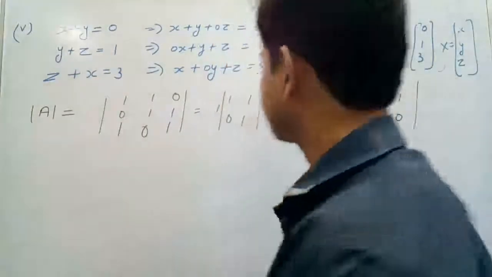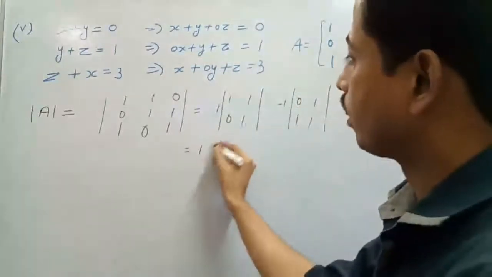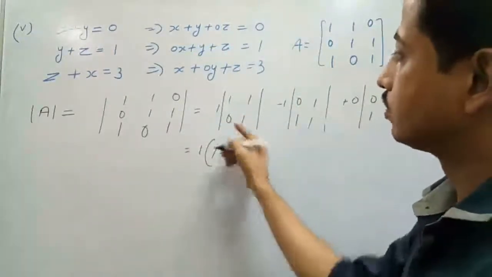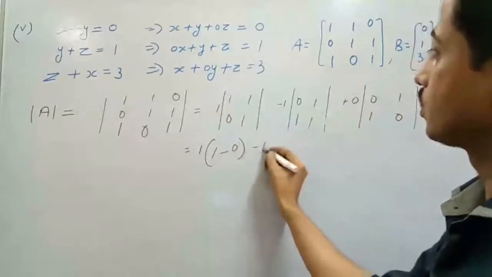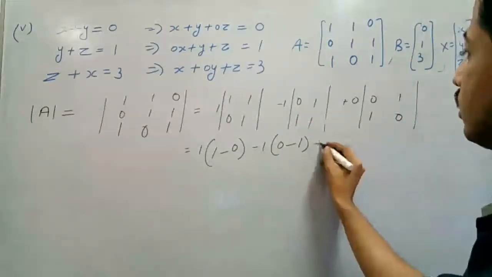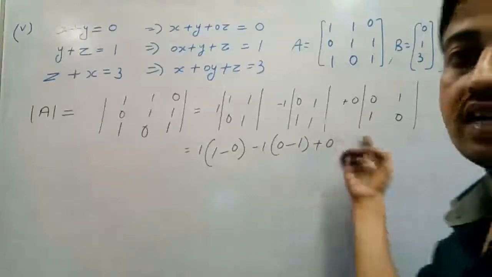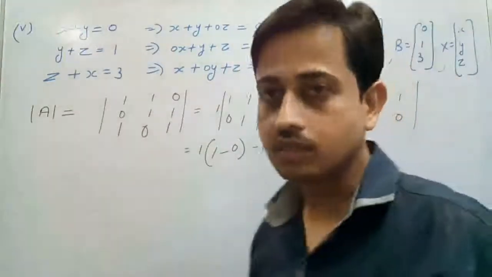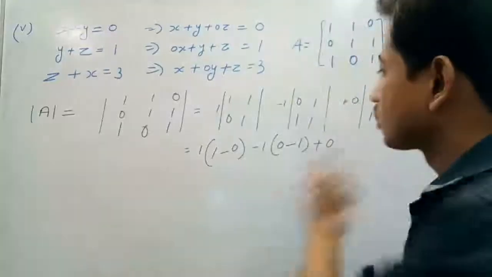Now simply solve this. 1, 1 into 1, 1. 0 into 1, 0. Minus 1 into 1, 1. Plus 0. If we multiply 0, we get 0. So there is no need to solve it further.